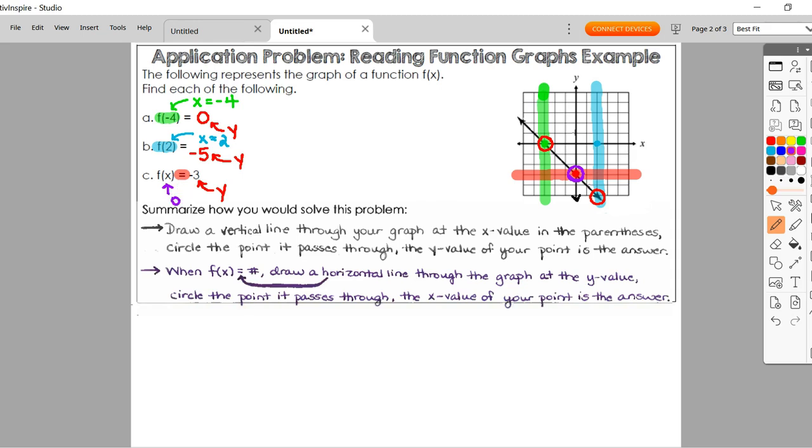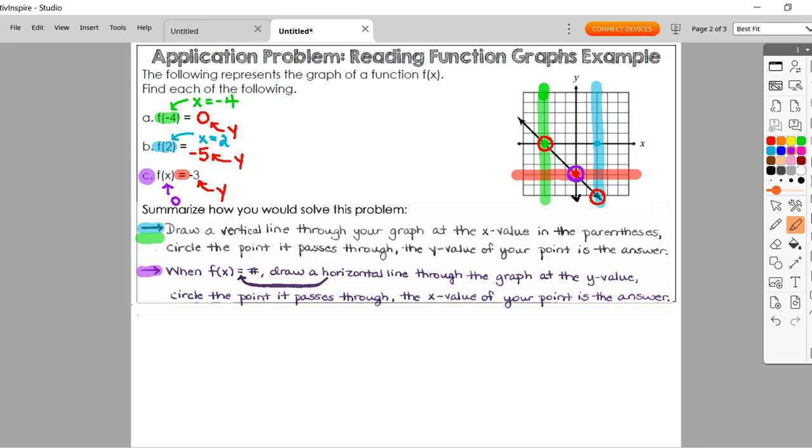Let's summarize how we solved this problem. We drew a vertical line through our graph when we were given the x value in our parentheses. So I'm going to just put a highlighter here that this one applies to green and blue. After we did that, we circled the point it passed through and gave the y value of the point as the answer. For the last one, I'll go ahead and talk about this with C. That will be our purple.